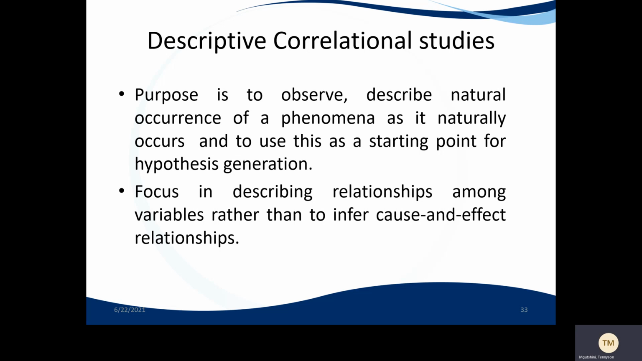So remember, in correlational studies, there is another type. As I've said, in correlational research, there's a wide range of hybrids or typologies. One of them is descriptive correlational research, whose purpose is just to observe and describe the natural occurrence of something that is of interest, and then to use what you see as a starting point for generating hypotheses.